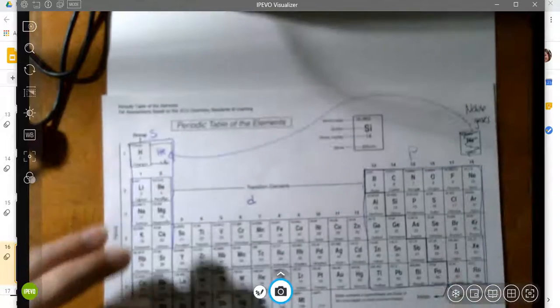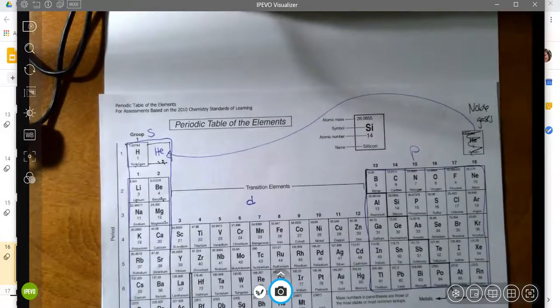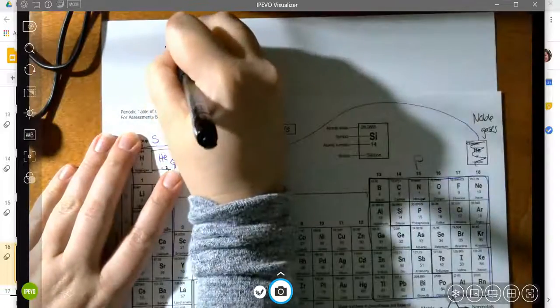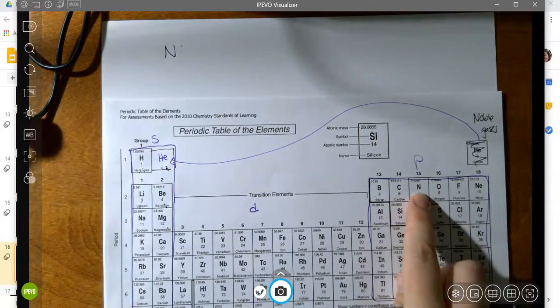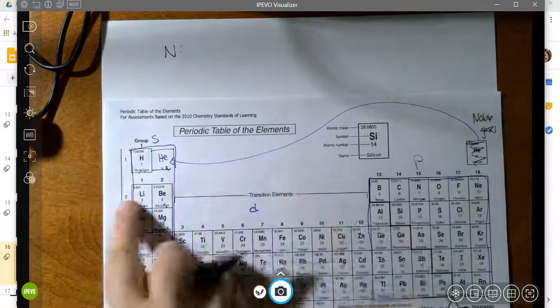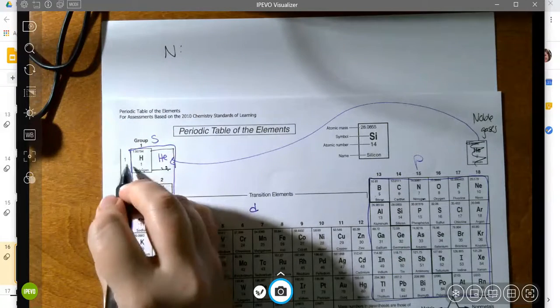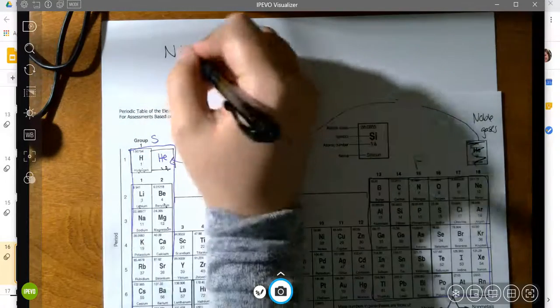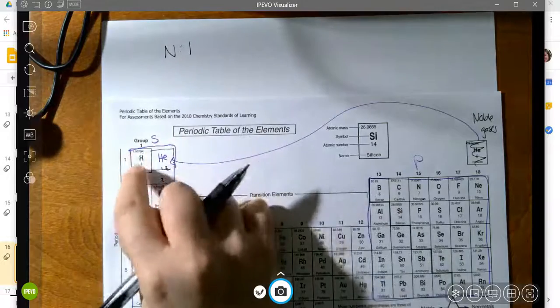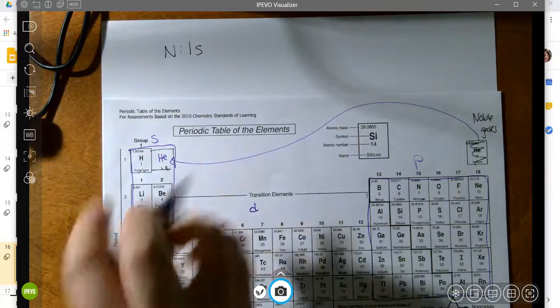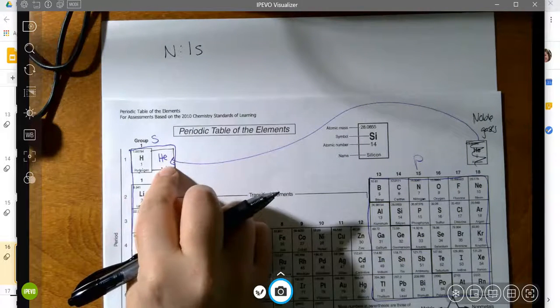Okay, so when I write the configuration for nitrogen, let's focus on that. All right, nitrogen's here. And what I'm going to do is go through every period on the periodic table until I get to nitrogen. So I start at the very beginning. I'm in period 1, S block. And I have to ask myself, how many electrons do I add in the first energy level S block? So basically, how many squares do I go through?